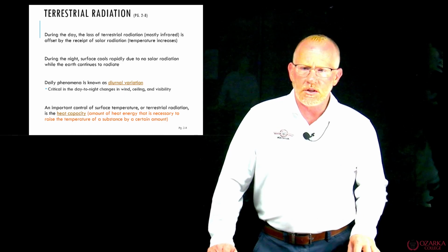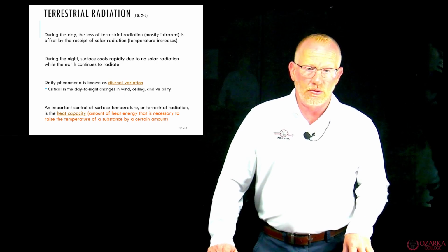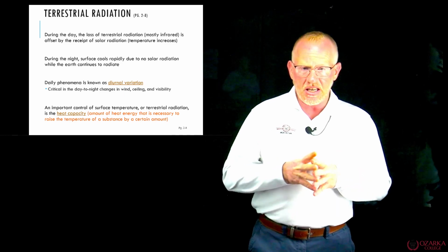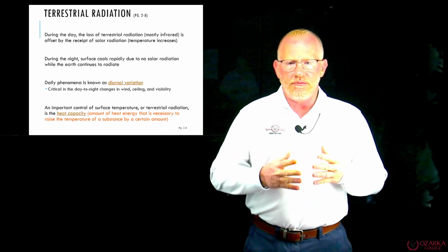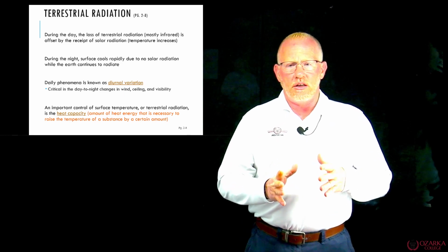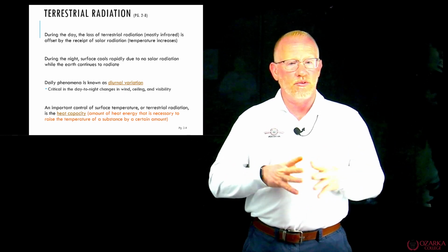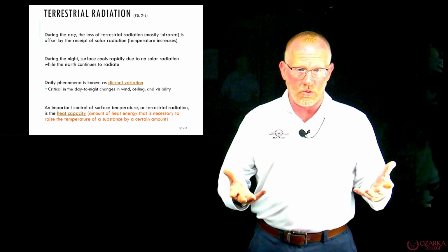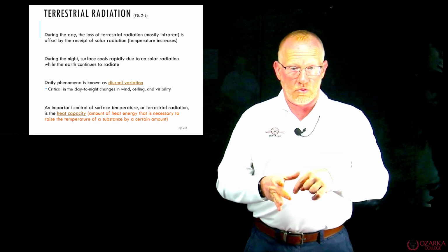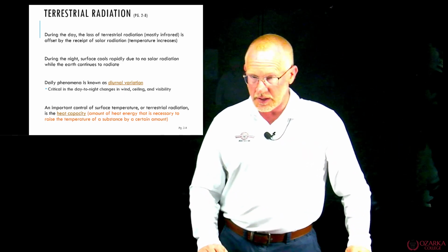Now, this is also an important control of surface temperature, terrestrial radiation, and heat, and this is the heat capacity. Heat capacity is the amount of energy that is necessary to raise the temperature of a substance to a certain point. Okay? So if you got a pot of water and you want that pot of water to boil, the heat capacity is the point where the water boils. So the heat capacity is what you have to raise the temperature of the water to get it to boil. Okay?